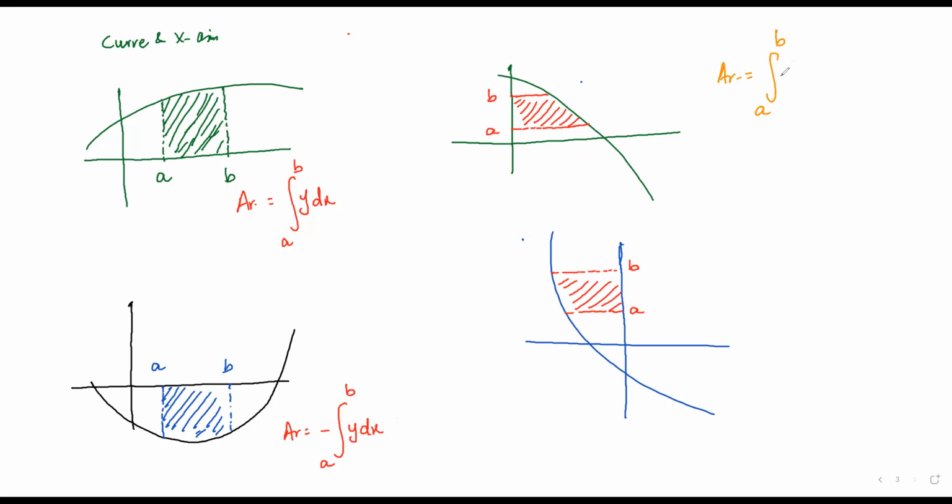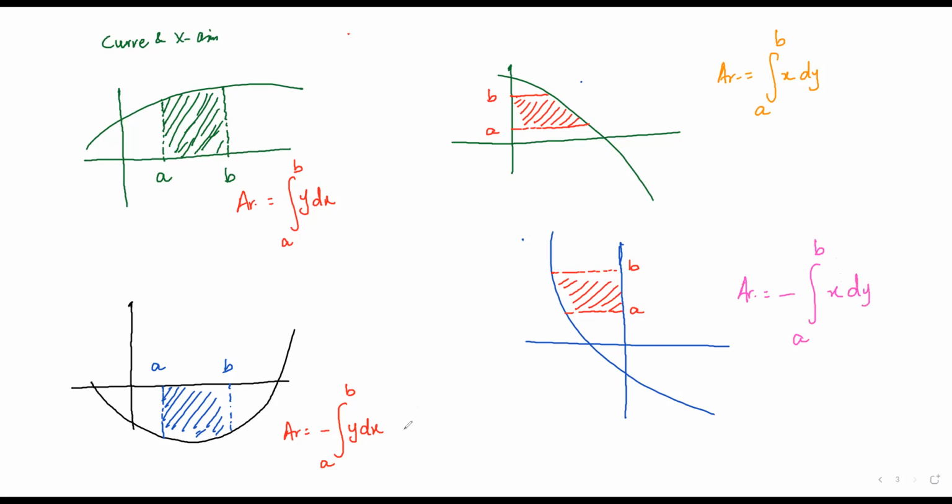You will have to make x the subject of your equation. And for this one, again, this area is towards the left side of this vertical axis. So this area will be like this: minus limit from A to B, and this is x dy.